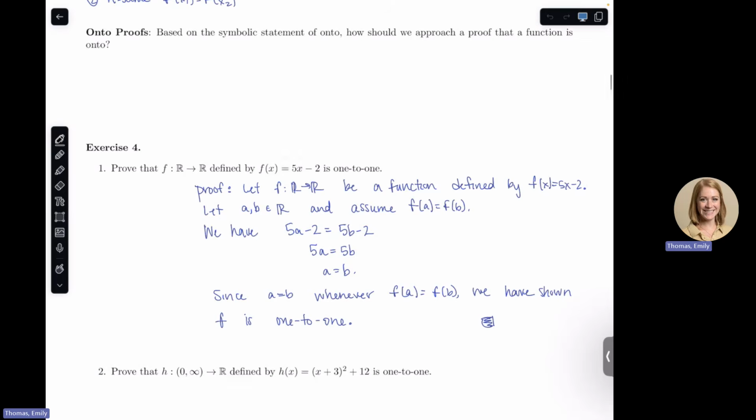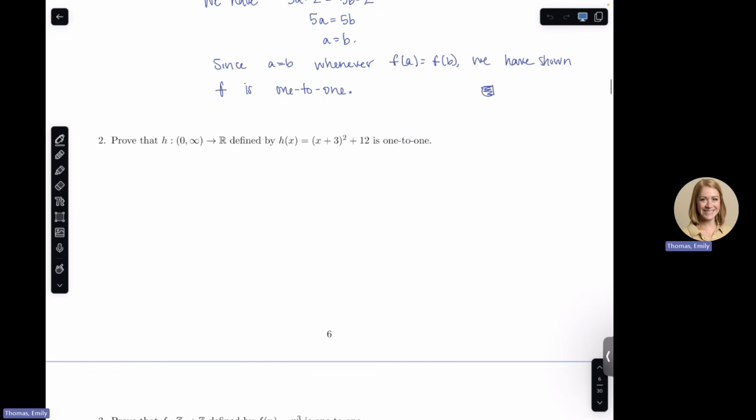All right. So we have this function h from 0 to infinity to the real numbers defined by h of x equals (x plus 3) squared plus 12. We want to prove that this function is one-to-one.